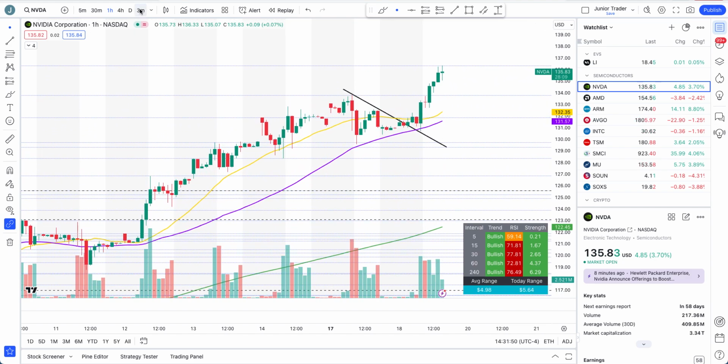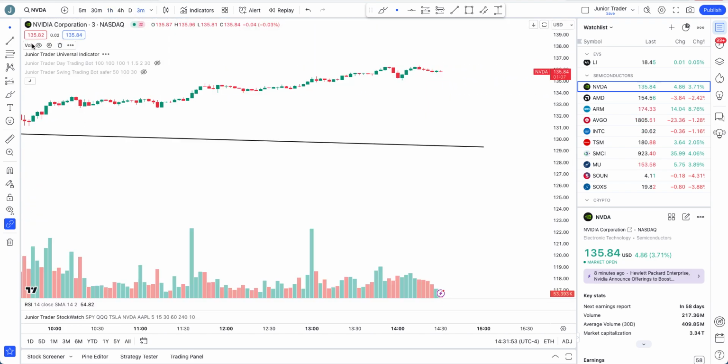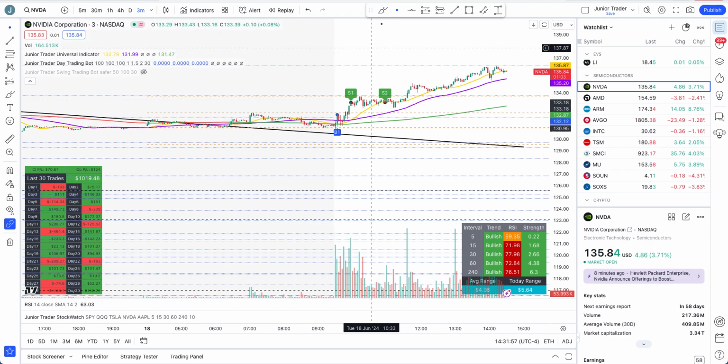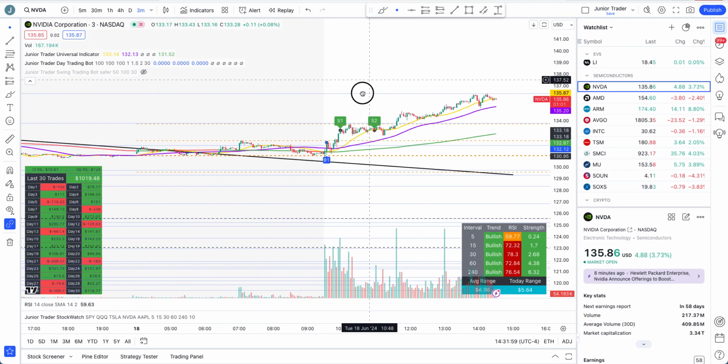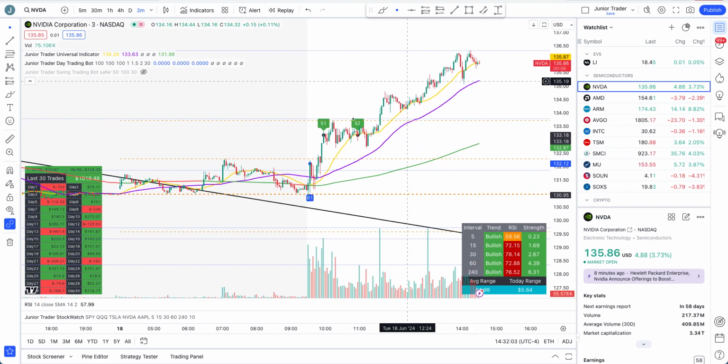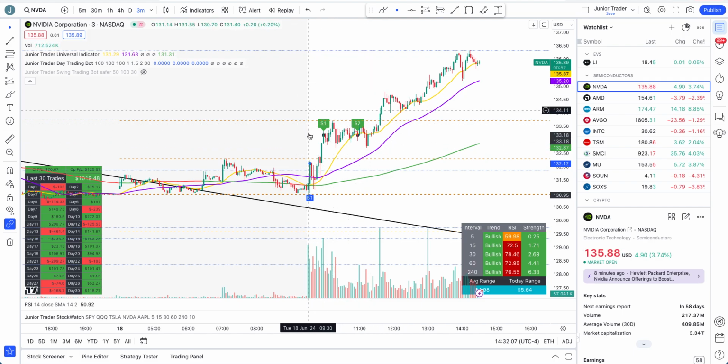So let's see how my day trading bot on Nvidia is doing. Did it give this third sell also for the day? No, the third position is still running, the third partial position I mean, and we already have the two positions as take profits here. So that's that.